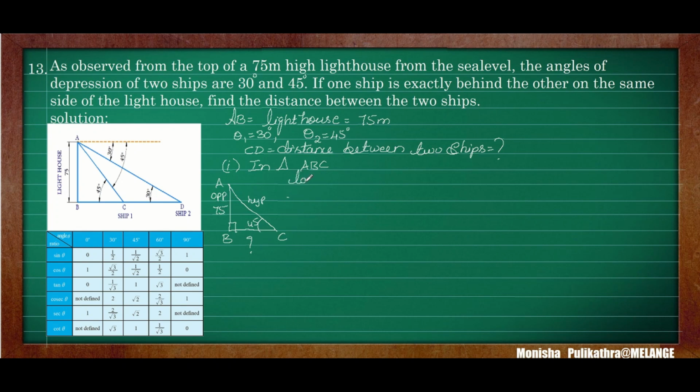So tan theta is equal to opposite by adjacent. The theta value is 45 here. So tan 45 is equal to opposite side AB over adjacent side BC. The value of tan 45 is 1. So 1 is equal to AB, which is 75, over BC, which we need to find out. If we cross multiply, then BC will be 75 meter. The value of BC is 75 meter.